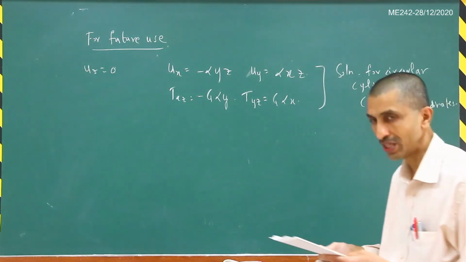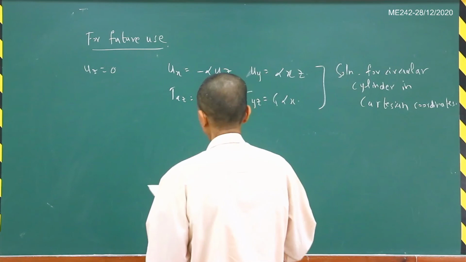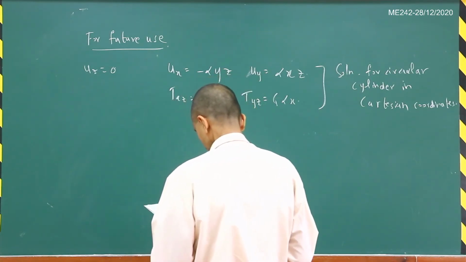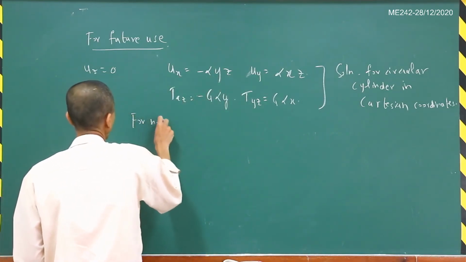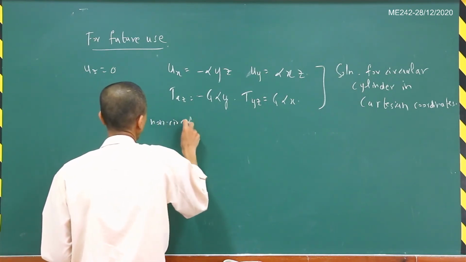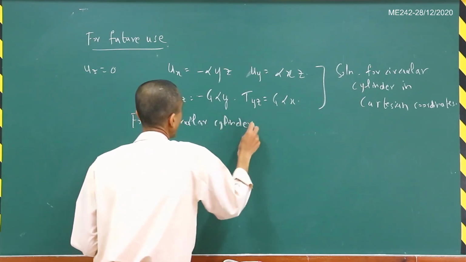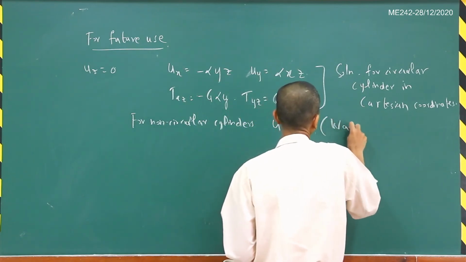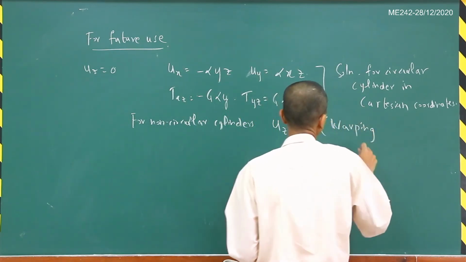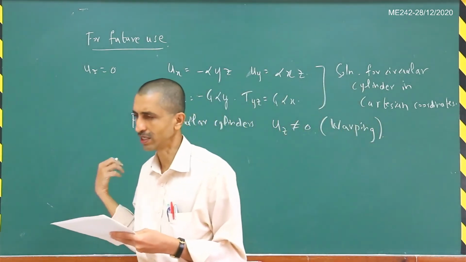We will look at that maybe in the next class. But I will just note that for non-circular cylinders, Uz is not equal to 0. This is called warping. We will study that in the next class, when we consider this problem in greater detail.